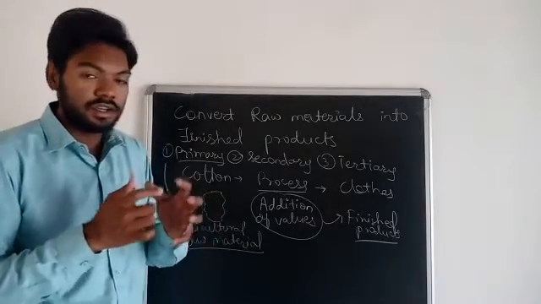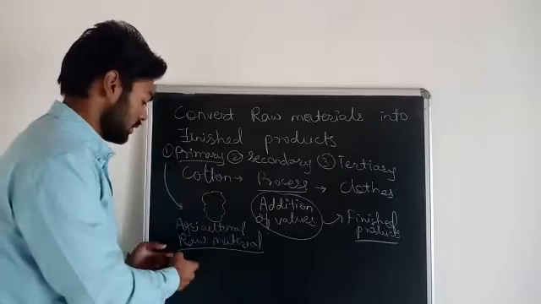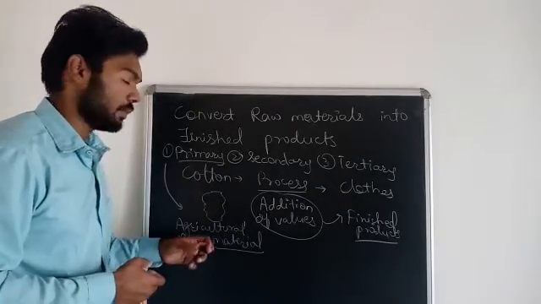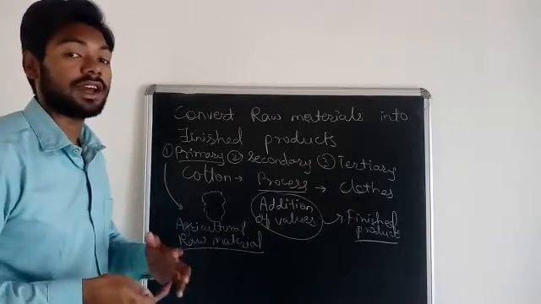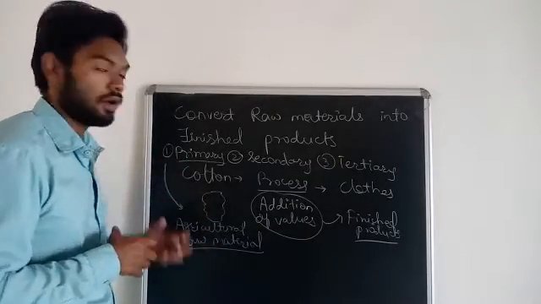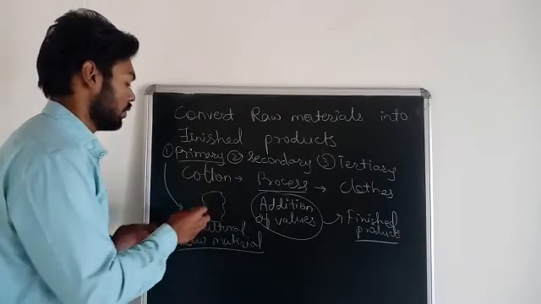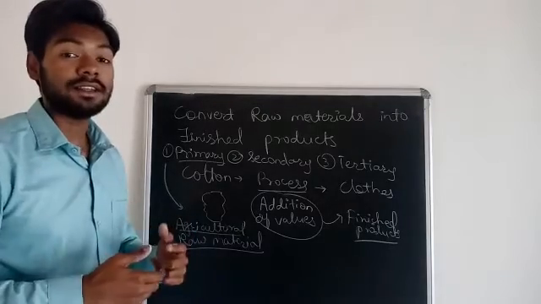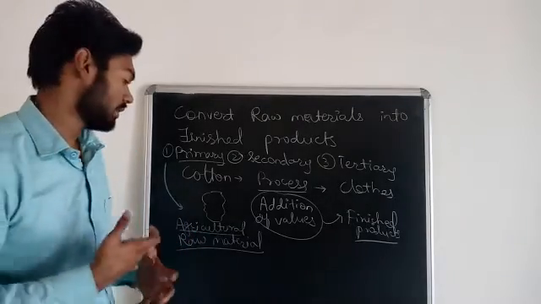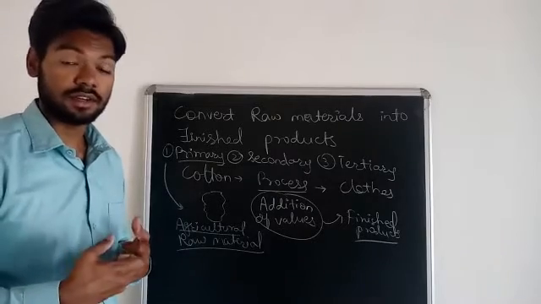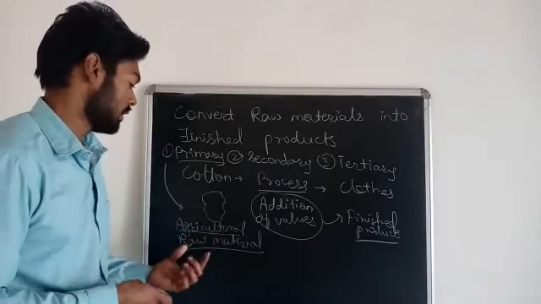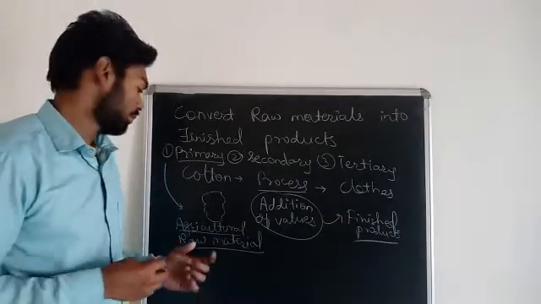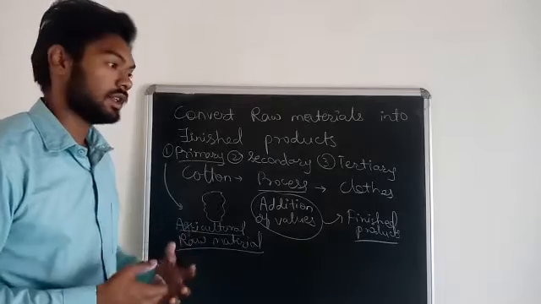So whatever industries deal with raw material, whichever process is involved in getting the raw material from nature, it is called the primary sector of the economy. So agriculture is considered a primary sector, mining is considered a primary sector, fishing is also considered a primary sector. So the primary sector is nothing but the raw material that we get from nature.